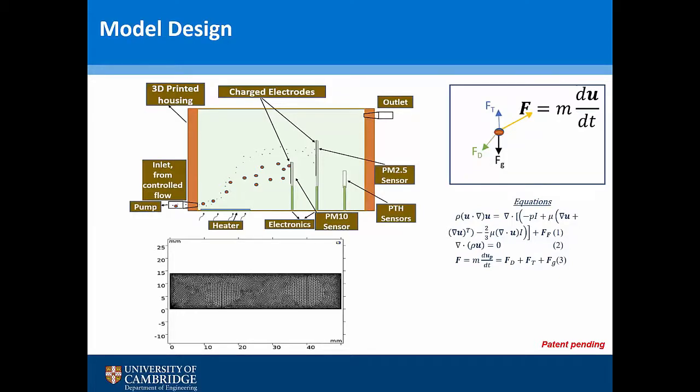The other good thing about this at this macro level is that we could 3D print the housing. The figure on the right shows the forces that act on the particle as it goes through the chamber. We've got the drag force, the thermophoretic force, and the force due to gravity, and the resultant force is shown there. Here is the meshing system. We've used a fine mesh to minimize errors as much as possible. On the bottom right, you have the equations: the equation of continuity, the equation of conservation of momentum, and so on, and the particle equation of motion as well.